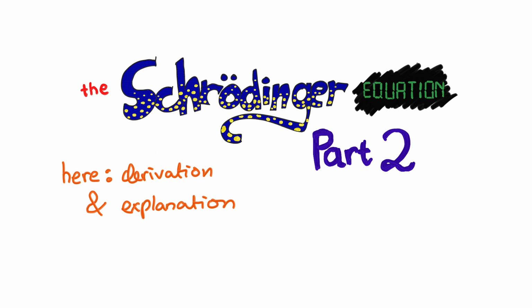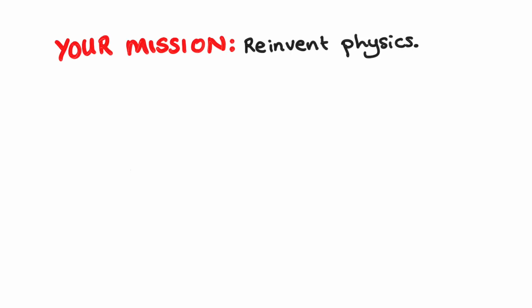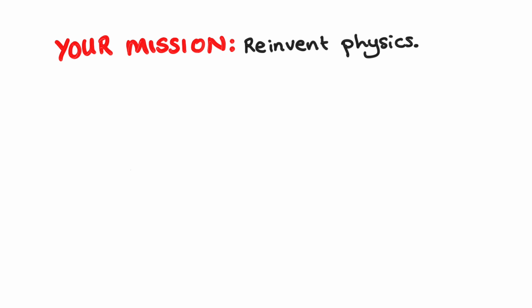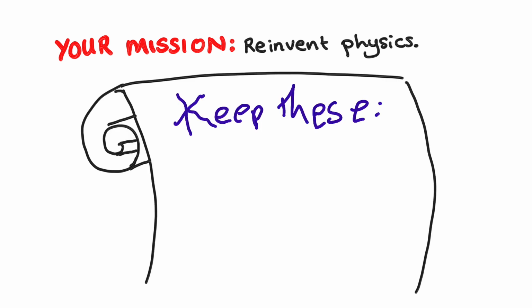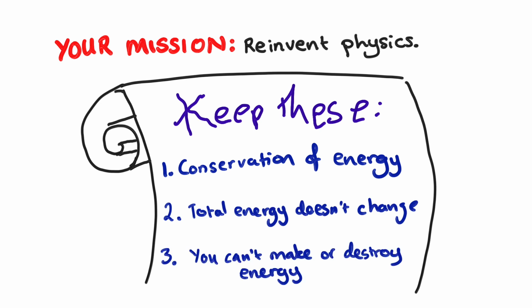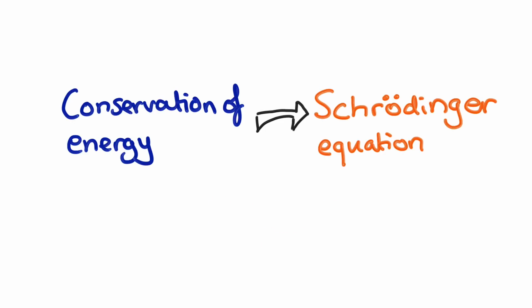Okay, so if it was your task to build a new theory of physics, you'd need to decide what things are so fundamental that you should build them into the theory. Conservation of energy is probably high up there on your list, as it clearly was on Schrodinger's, because that principle is baked right into quantum mechanics via the Schrodinger equation.